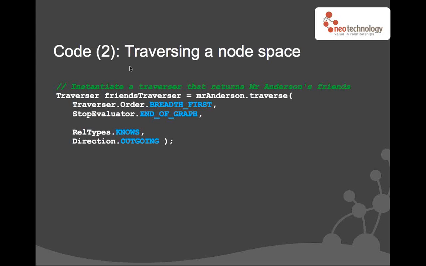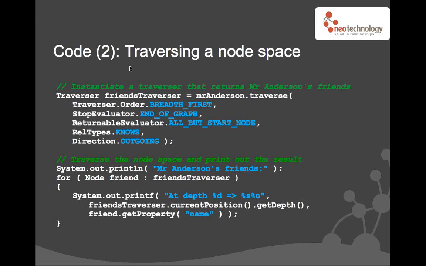The second evaluator is called the returnable evaluator. The returnable evaluator basically says that out of all the nodes that we're going to visit, which nodes should we include in the result set? In this case, we say all nodes except for the start node, because, again, we want Mr. Anderson's friends, not Mr. Anderson himself. After we've passed in these parameters to the traverse method, we get the friends traverser back. And that's the only thing that has happened. We've only positioned the traversal framework in the graph. We haven't actually started doing any traversals.